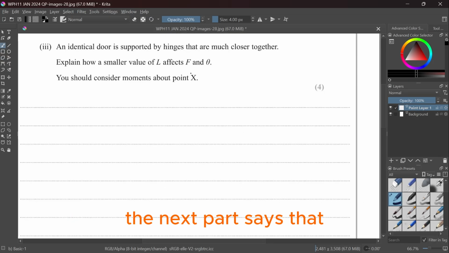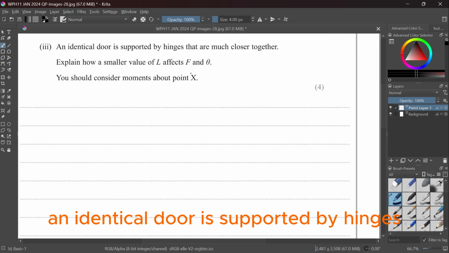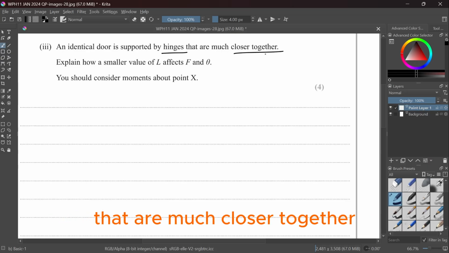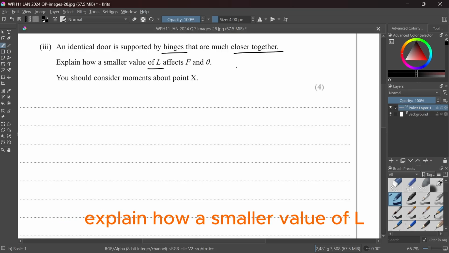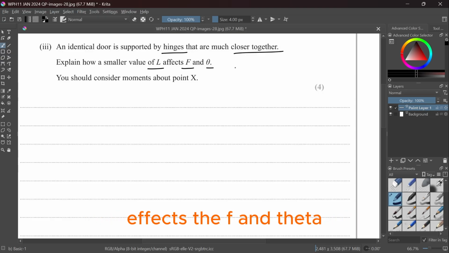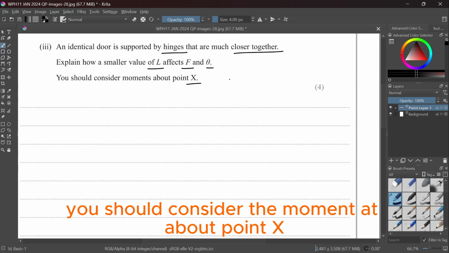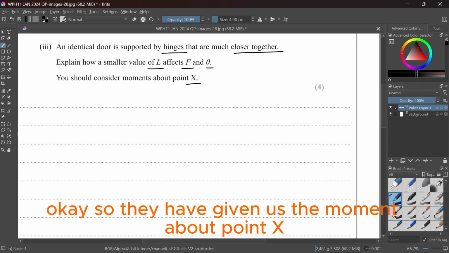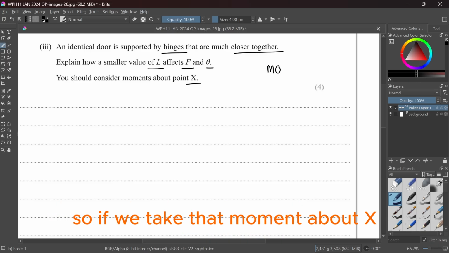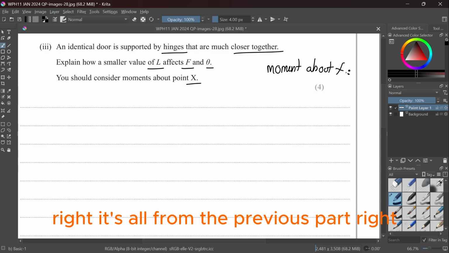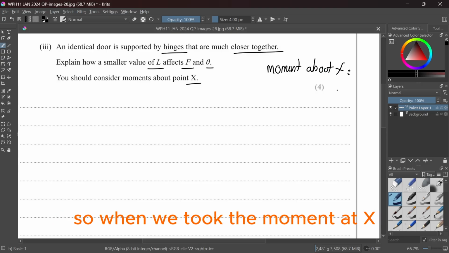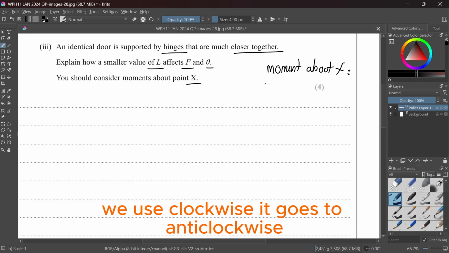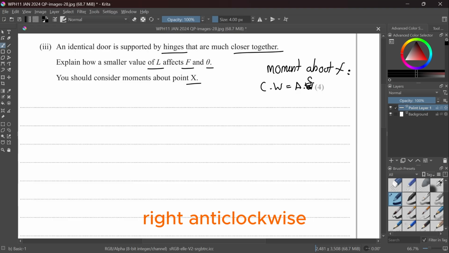Okay, so the next part says that an identical door is supported by hinges that are much closer together. Explain how a smaller value of L affects the F and theta. You should consider the moment about point X. So they have given us the moment about point X. If we take that moment about X, it's all from the previous part, right? When we took the moment at X, we used clockwise is equal to anti-clockwise.